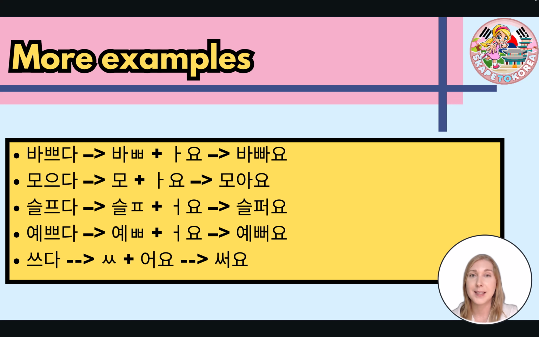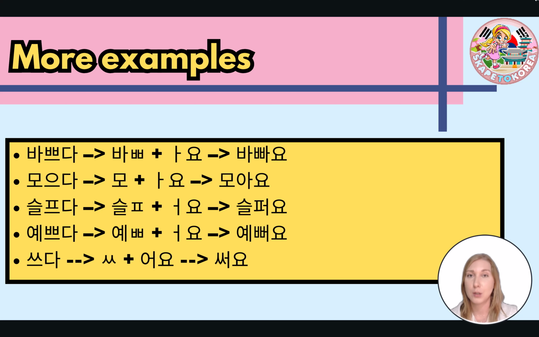And the last one is 쓰다. So what happens is here you are dropping the 다 and you are dropping the ㅡ, right? So there is no vowel left. So in cases like those, what you do is you just always add 어요. If there is no vowel at all, it's just the second rule that applies.